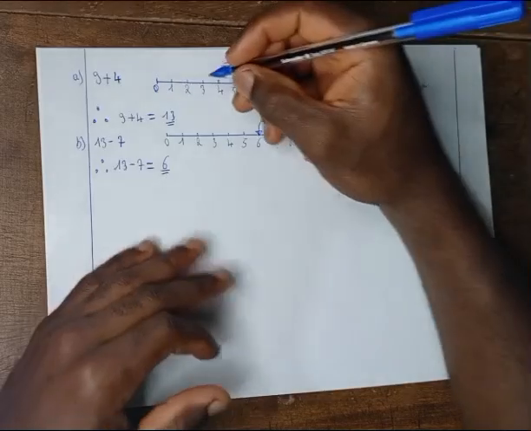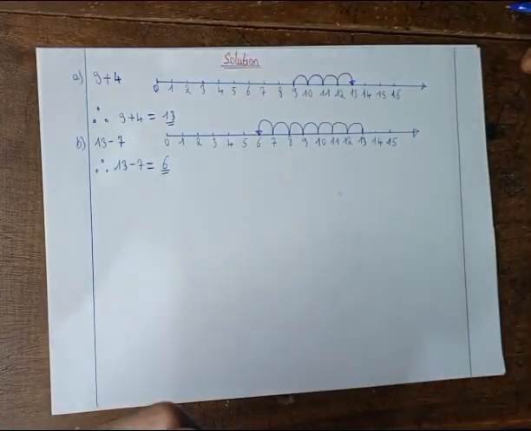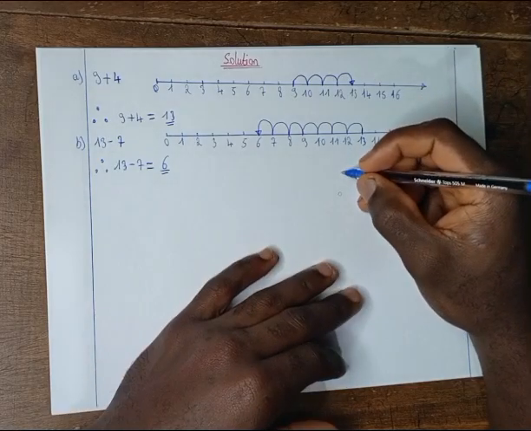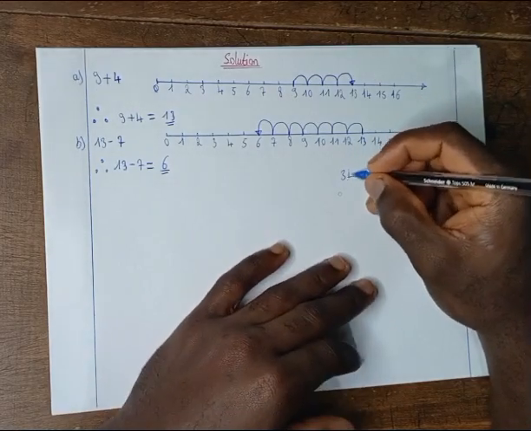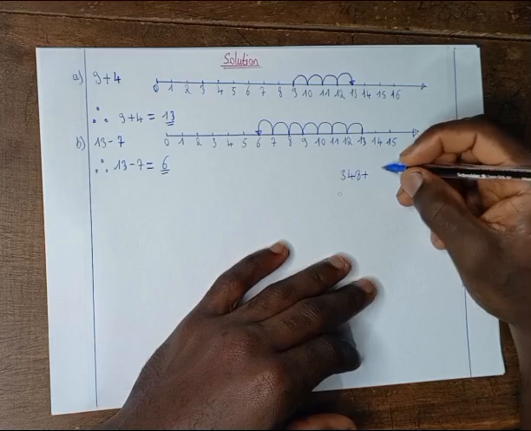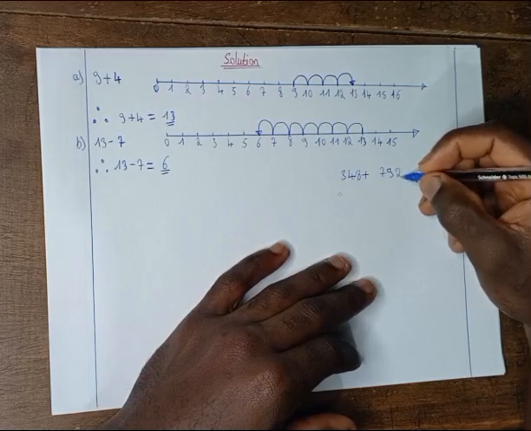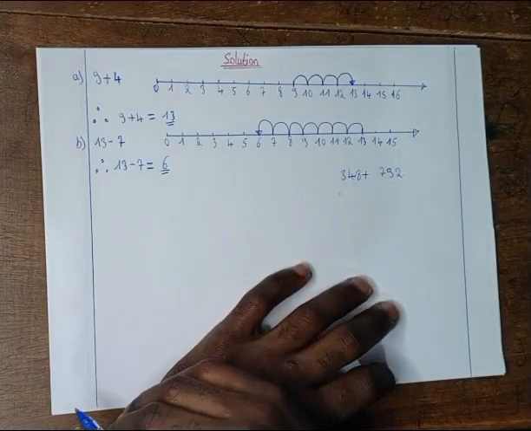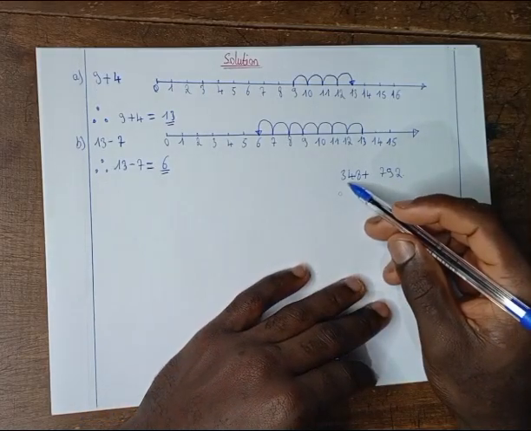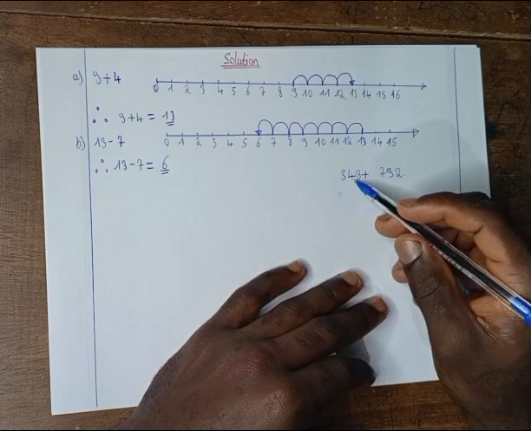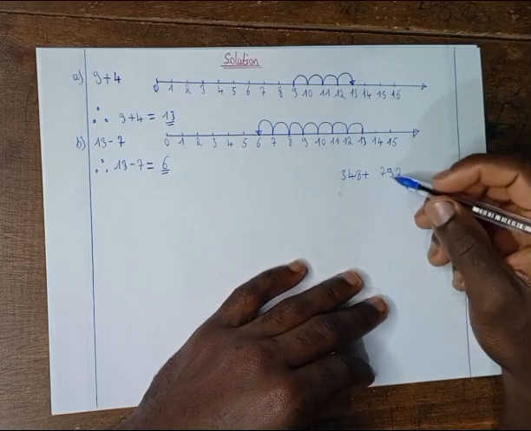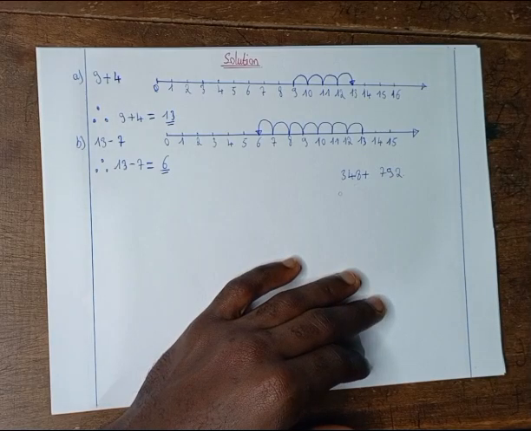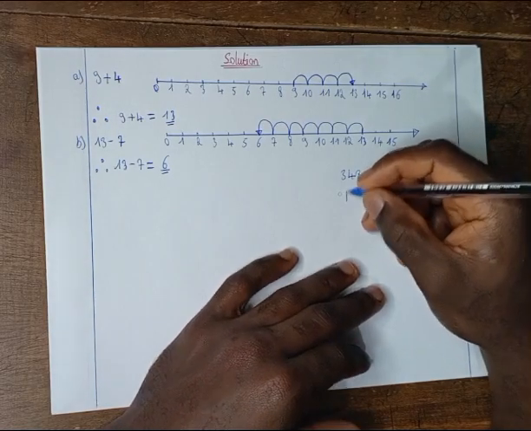This method of making use of the number line is limited. Take for example, if we are to add the two numbers 348 plus 792, you will see that in such a case, it will be impossible for us to draw a number line right up to the number 348. Then we have to move 792 units to the right hand side. It is not possible.